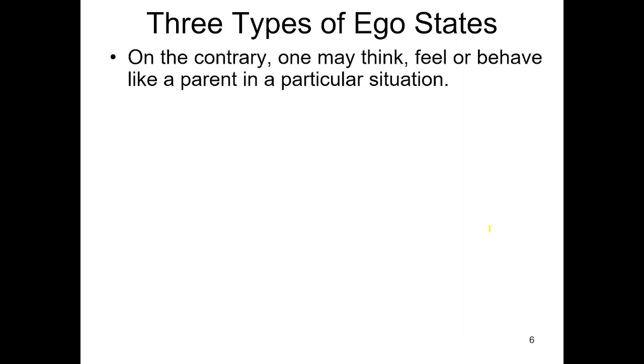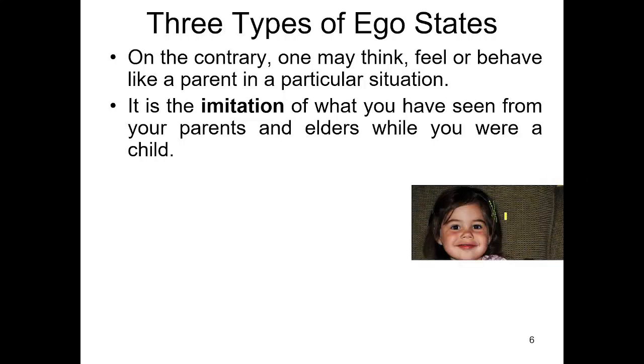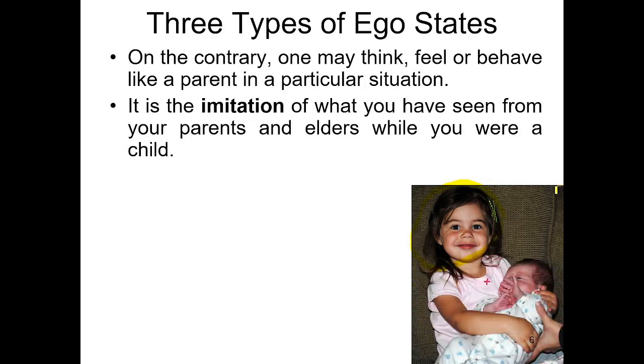On the contrary, one may think, feel, or behave like a parent in a particular situation. Parent means a dominant person. It is the imitation of what you have seen from your parents and elders while you were a child. We have seen so many elders and parents, and we may imitate their behavior. See a cute baby here. We may think that she is in a child ego state, but she is not. She is holding her little brother, so she is in a parent ego state. Many times, when we think we are the elder and have to care for others, we are in a parent ego state.